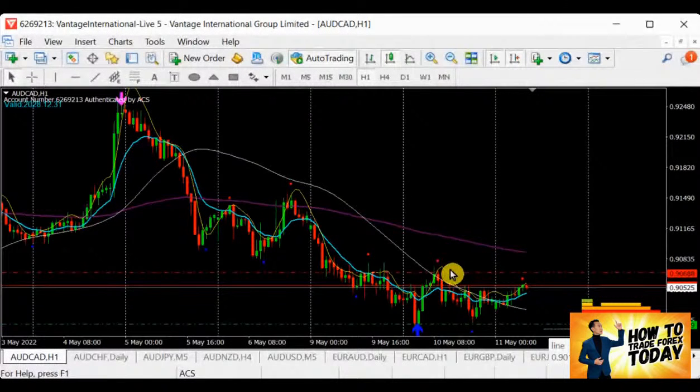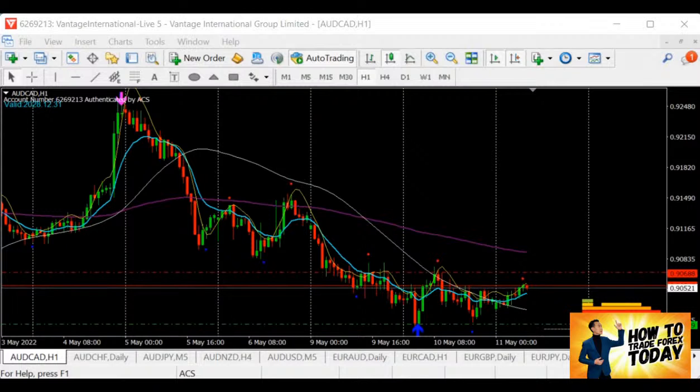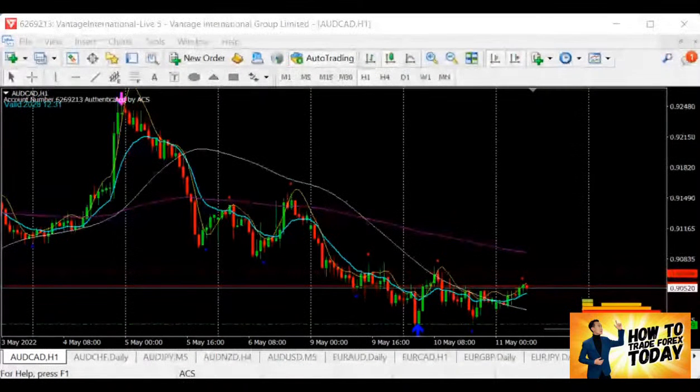But this is a retracement trading, so for people who are good with retracement trading, you can go ahead with this. For those who are not, just stay away. For Aussie cat, I'm going to put this into the watch list.